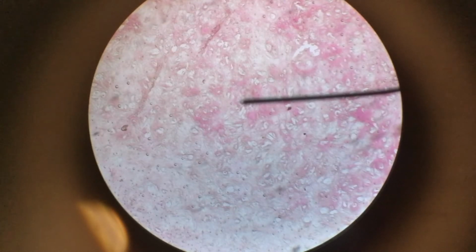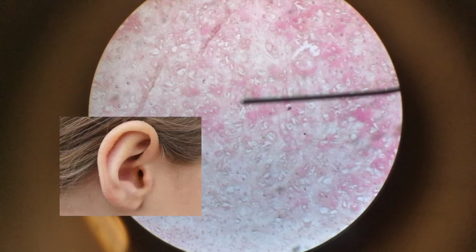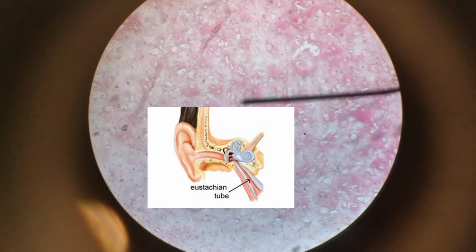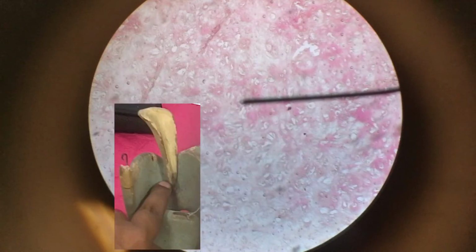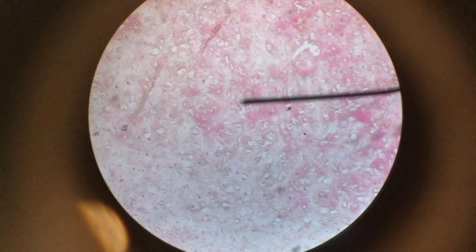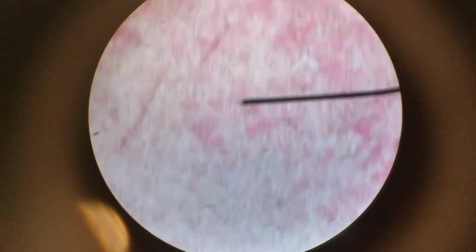Elastic cartilage is mainly found in the auricles of the ear, that is the ear pinna, the external auditory canal, the auditory tubes, that is the eustachian tube, the epiglottis, this is the slide of the epiglottis already, and the cuneiform cartilage in the larynx. These are a few examples of the elastic cartilage.